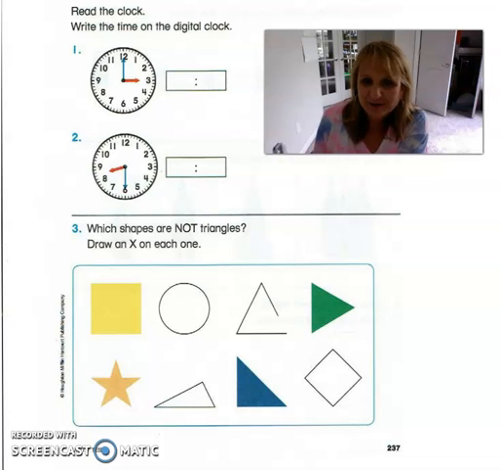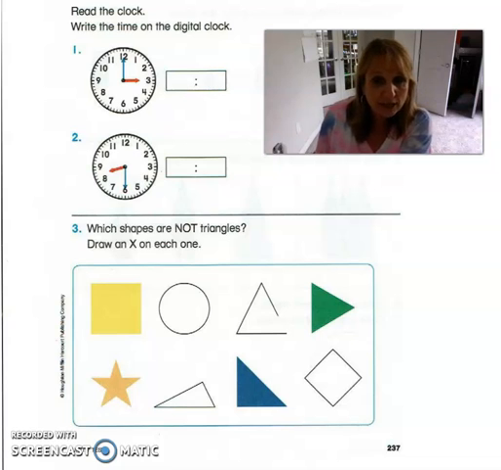Good morning, first graders. It is time for our math test, and this is kind of new. We haven't had a test online like this before, by a video, but I hope that you have your mom or dad there to help you. And I will read it to you. You're going to write the answers.